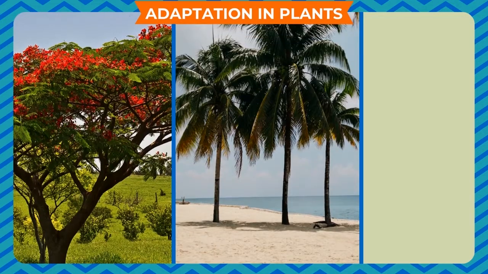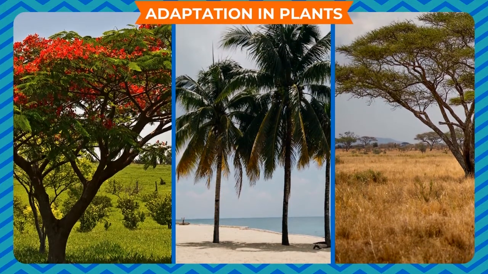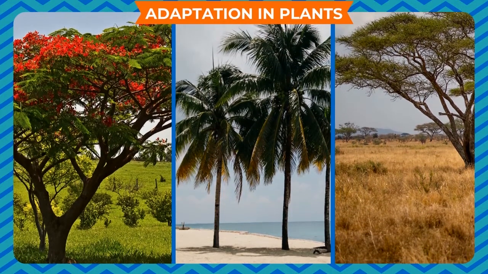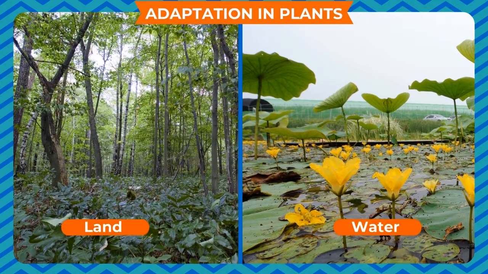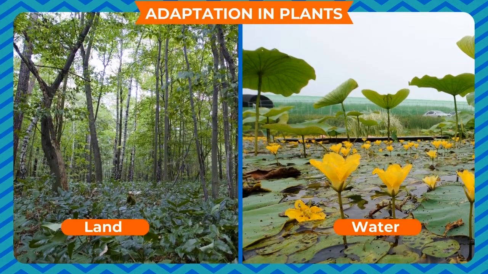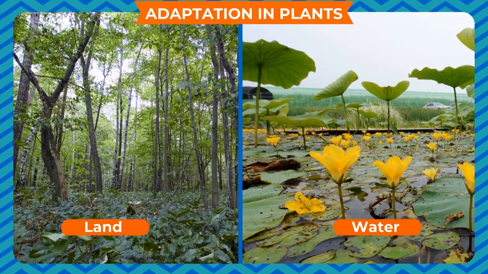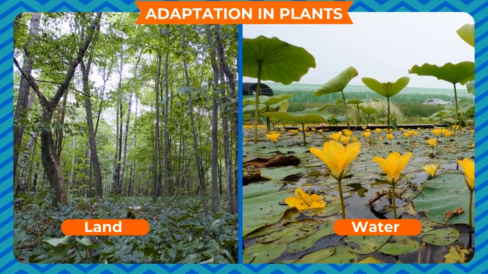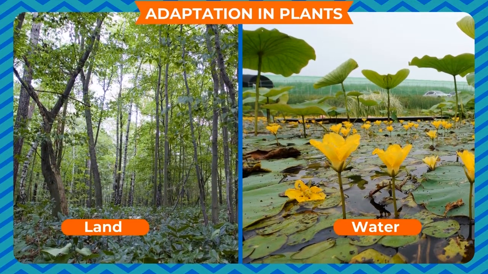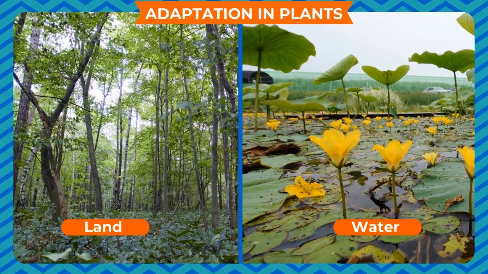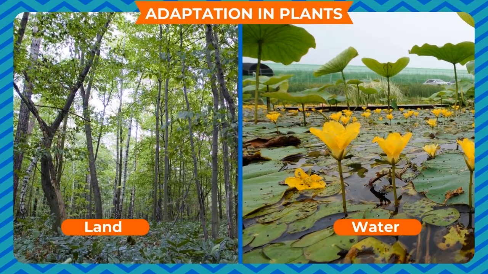Different plants grow in different types of soil at different places in different atmospheric conditions. Some plants grow on land, while some plants grow in water. To suit the climate of a place, plants change themselves. The special characteristics that enable plants to grow and survive in a particular environment are called adaptations.